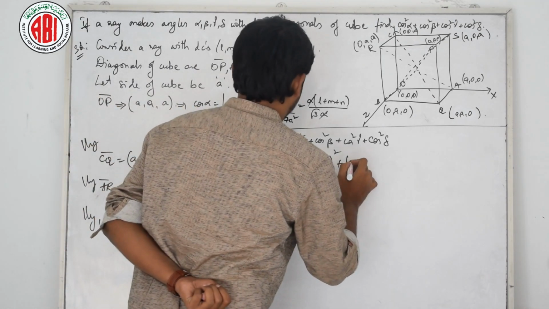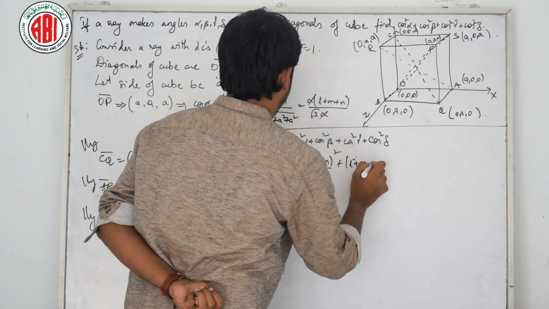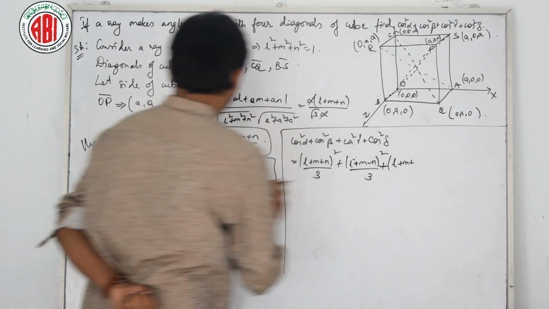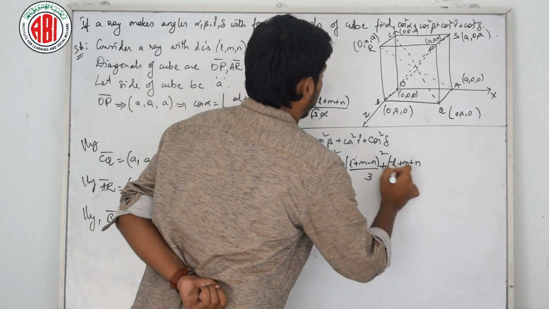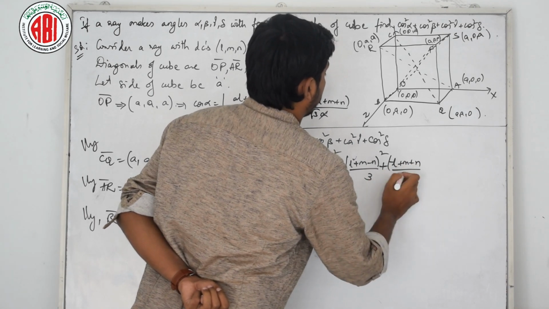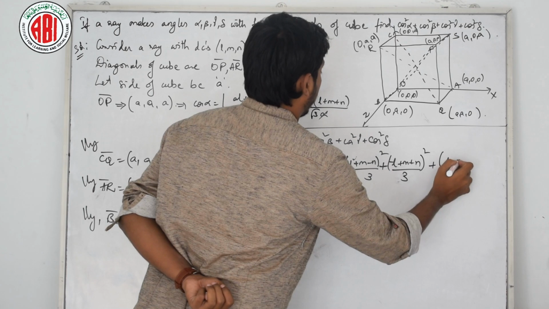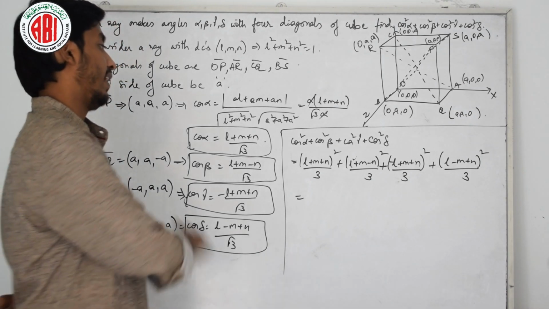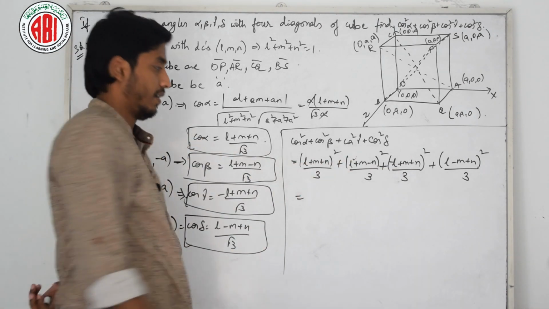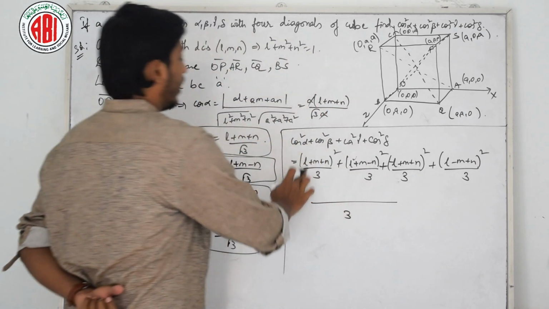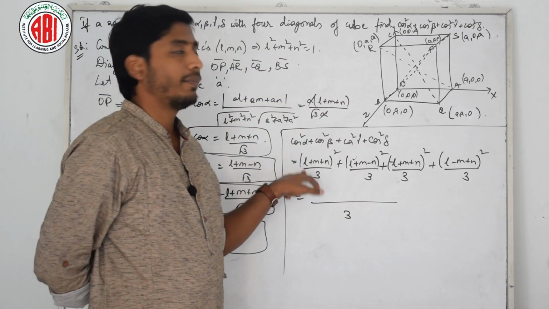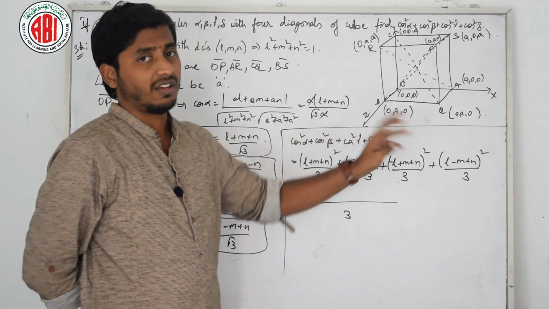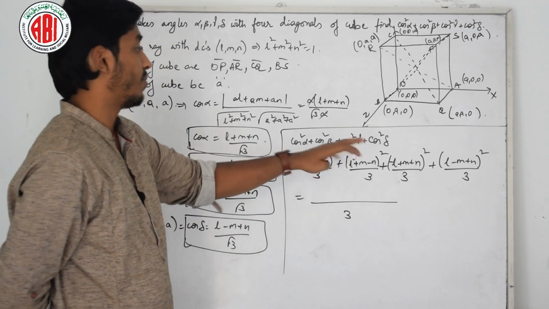And then, (L plus M minus N) whole square divided by 3 plus (minus L plus M plus N) whole square divided by 3 plus (L minus M plus N) whole square divided by 3. Okay, if I take the whole thing, I will get the LCM as 3, right? And here what do we get? 2LM, 2MN, everything will come in different forms, right? After simplifying everything, all the double terms will get cancelled. Only the square terms will be left.